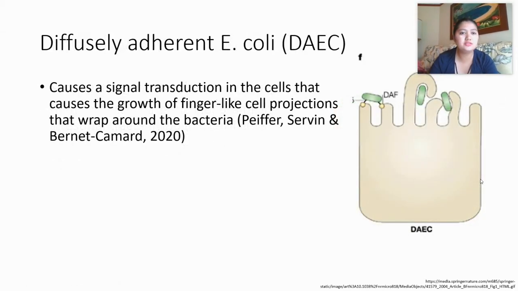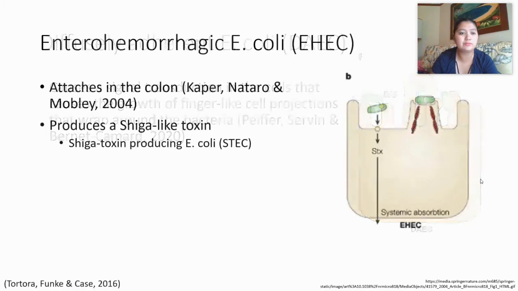The next one is the diffusely adherent E. coli. So as you can see from the picture, this one does not get internalized. However, they do kind of take over the cell's machinery to have that finger-like projection kind of hold on to them. So this is their special way of attaching to the host cell, right? Kind of just giving it a nice big hold right there. But again, also not internalized, not like the previous one.